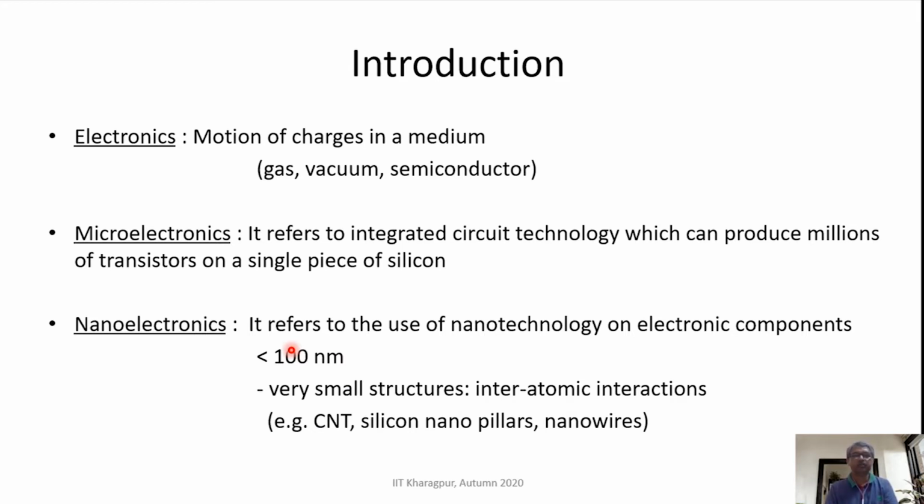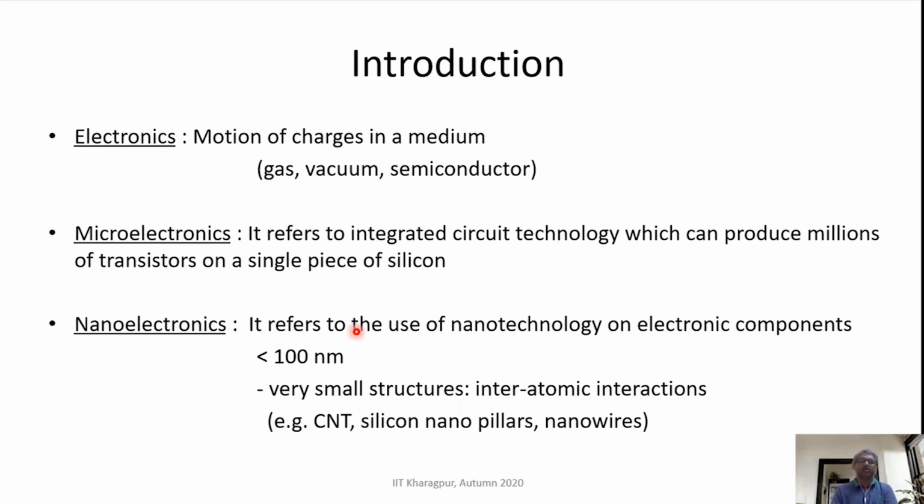Electronics is basically motion of charges in a medium. This can be gas, this can be vacuum, this can be semiconductor. Okay, you have probably come across these terms, microelectronics and nanoelectronics. Microelectronics basically refers to integrated circuit technology, which can produce millions of transistors on a single piece of silicon, as I mentioned to you before, and the dimension of individual devices is of the order of even a few microns, or even sub-micron level. What about nanoelectronics?